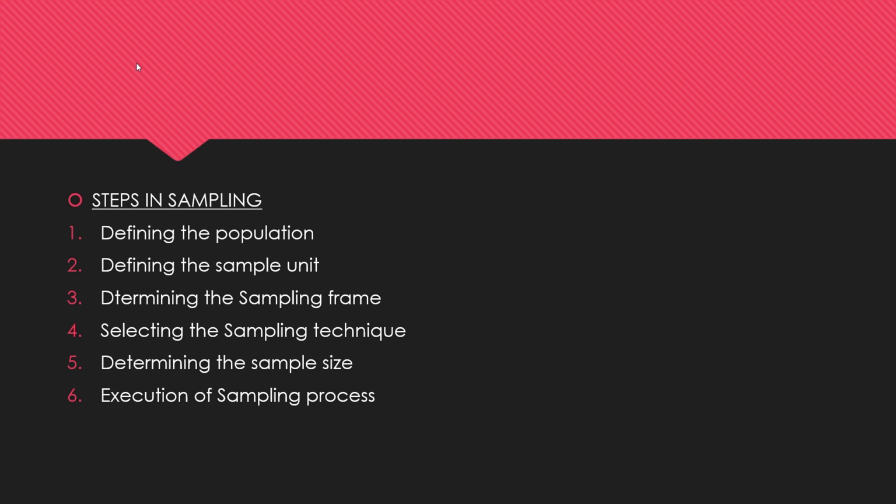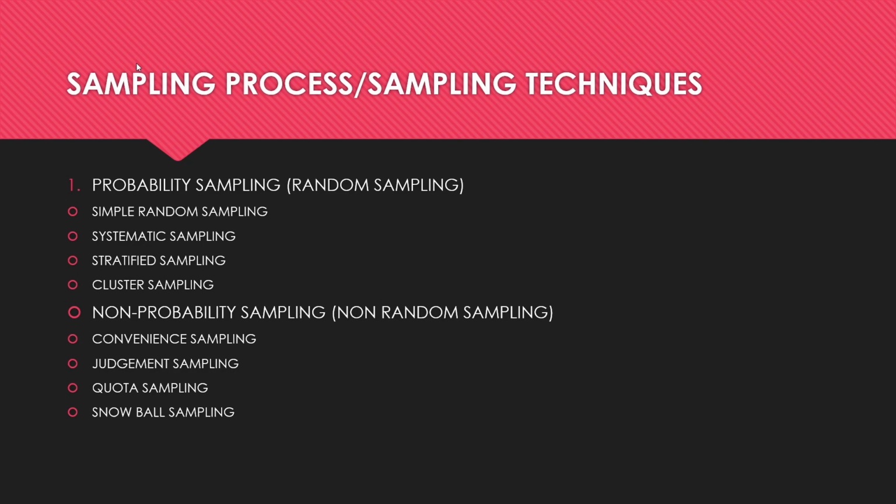The last point is execution of the sampling process. It's the last step, which involves working out the details of drawing a sample. Procedures for selecting each unit must be worked out. Now we can go to the different sampling techniques.